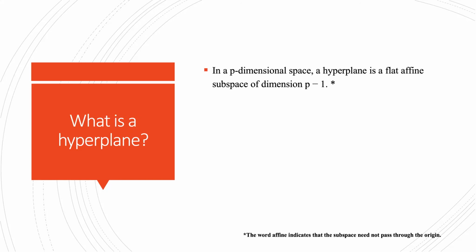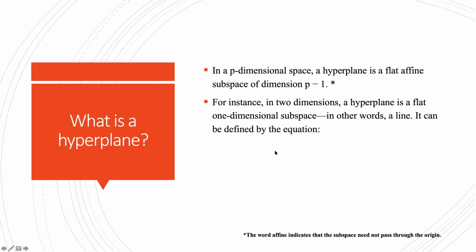And so what is a hyperplane? We should talk about this first. In a p-dimensional space, a hyperplane is just a flat affine subspace of dimension p minus 1. The affine indicates that the subspace need not pass through the origin. Let's see an example. If you have 2 dimensions, your hyperplane is a flat 1-dimensional subspace, actually a line, and we can define it by this equation.